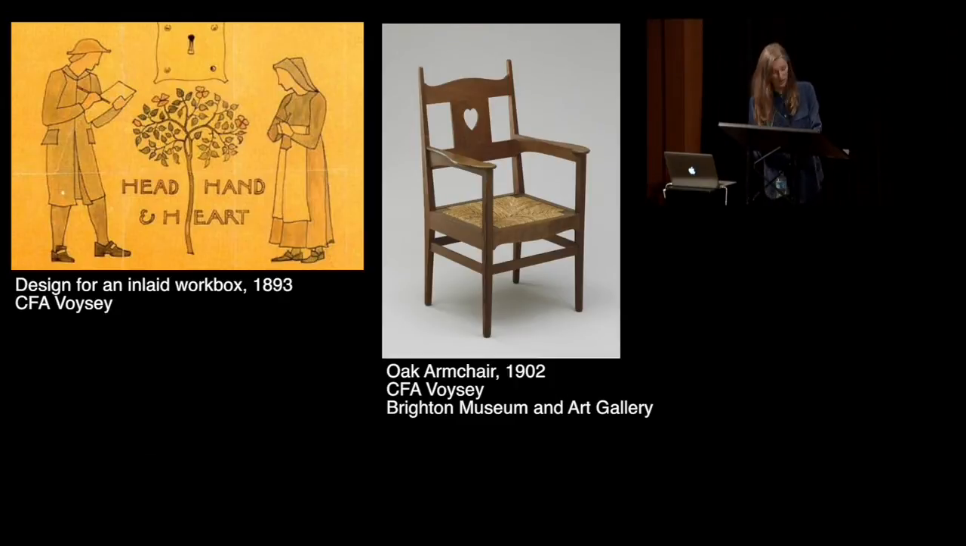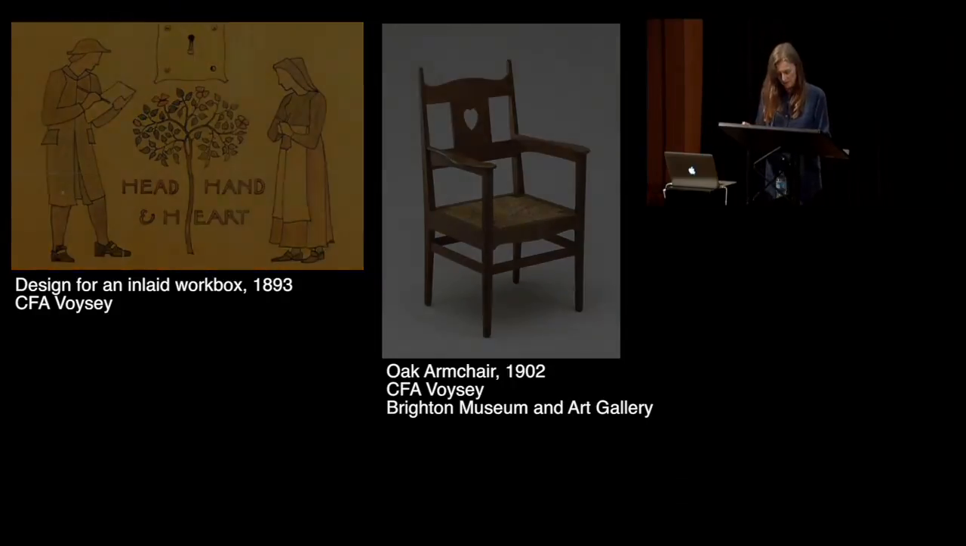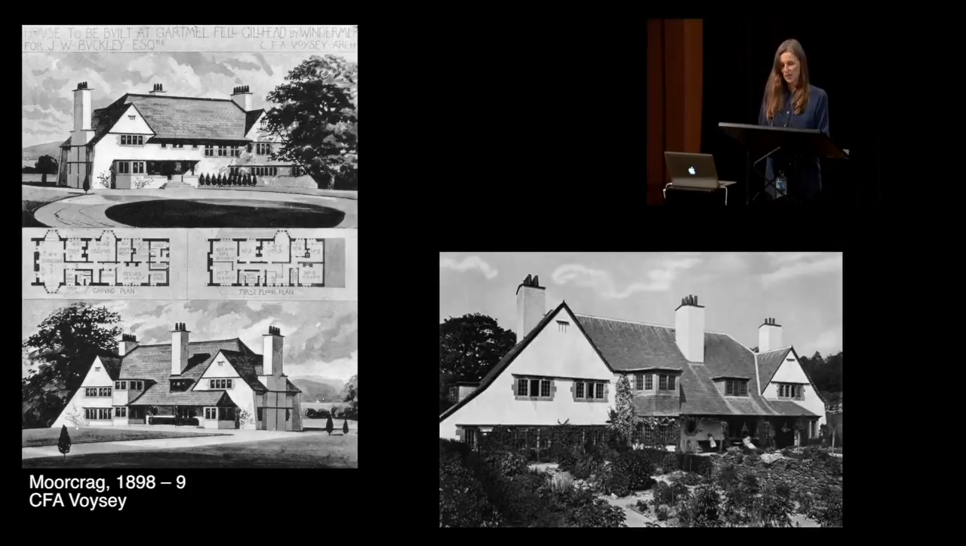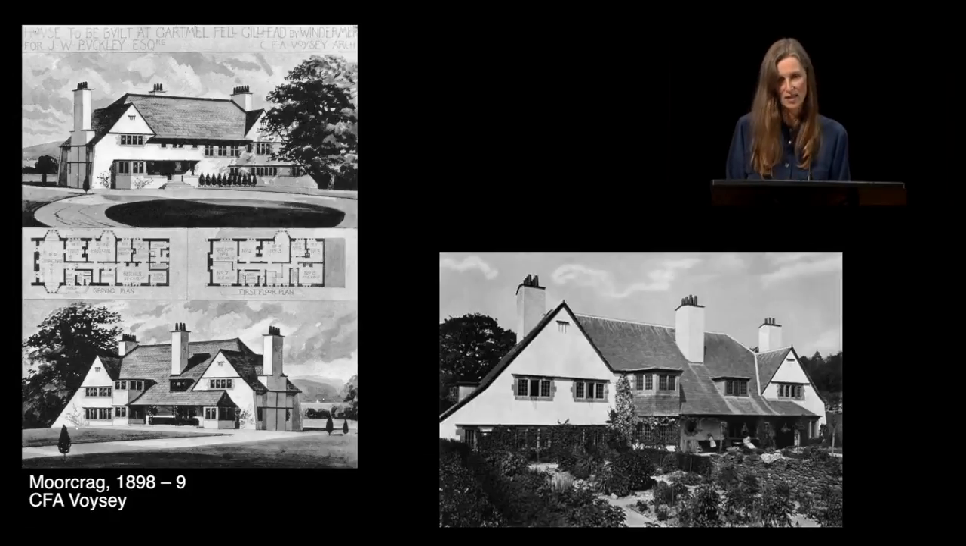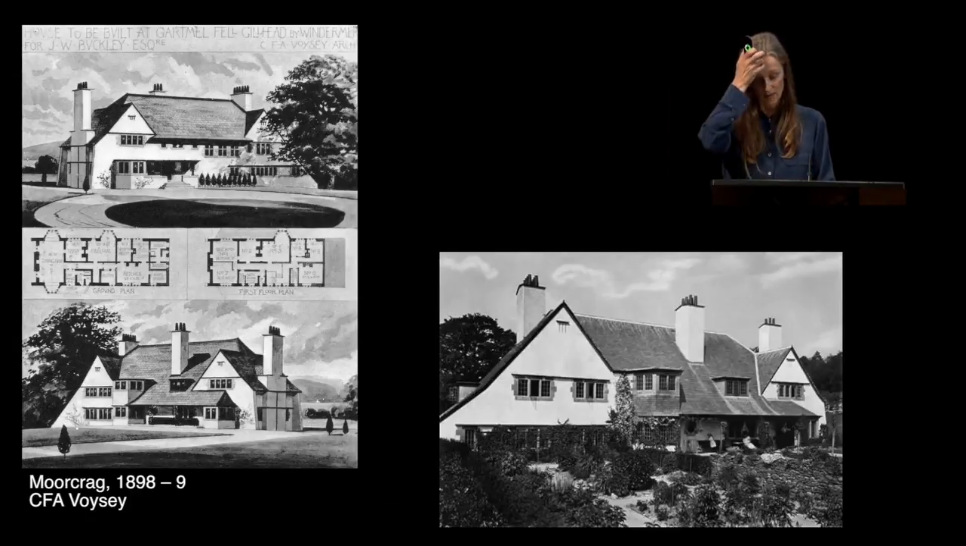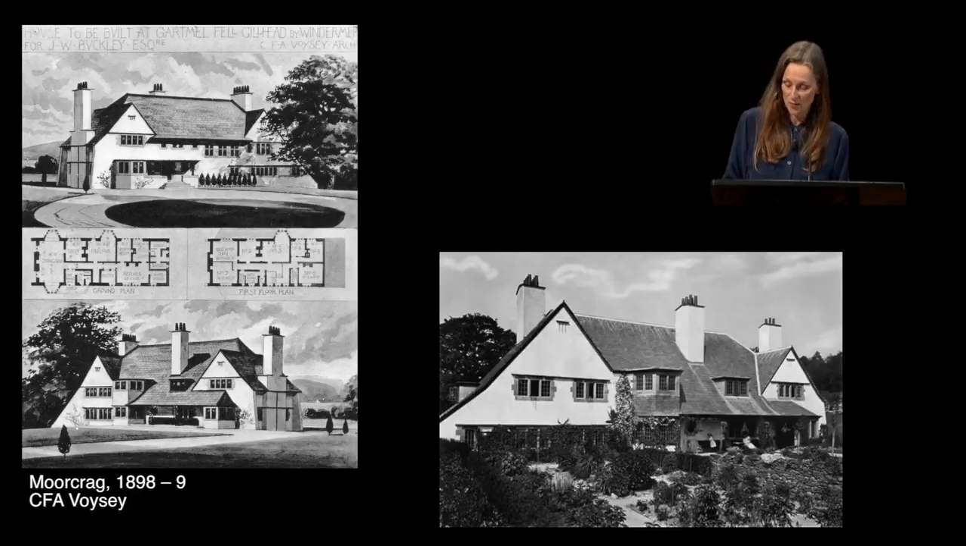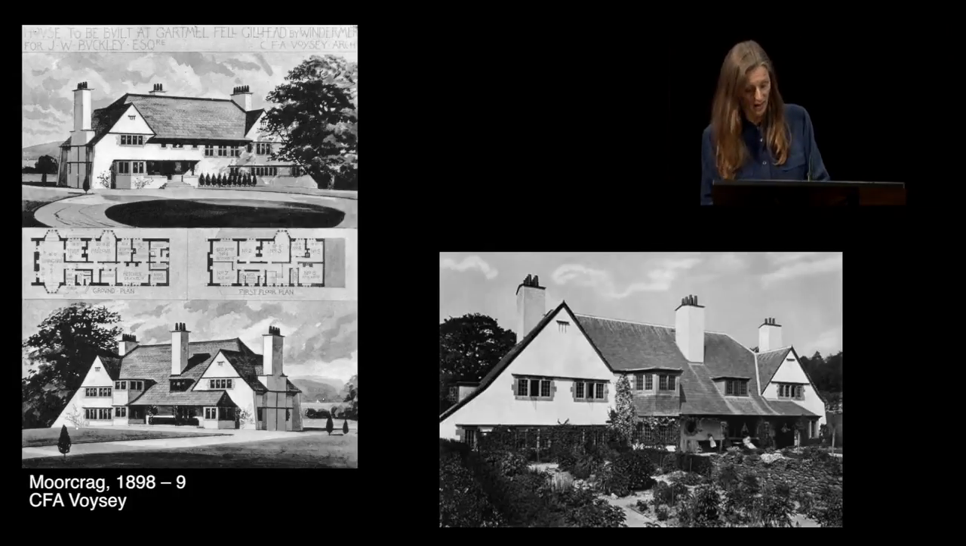This oak armchair on the right was bought to form part of the collection of Brighton Museum and Art Gallery from a Voysey house in the Lake District, Moor Crag. Like Wright, Voysey was a gifted self-publicist. He exhibited the plans and elevations for his houses at the Royal Academy, and he had them professionally photographed. This imaging of the house as a work of art was relatively new, and it's pertinent to the very beautiful design drawings of Frank Lloyd Wright.